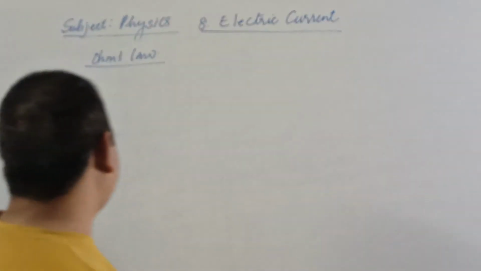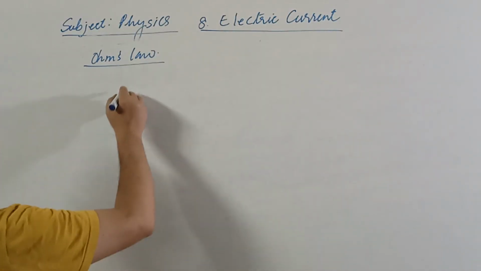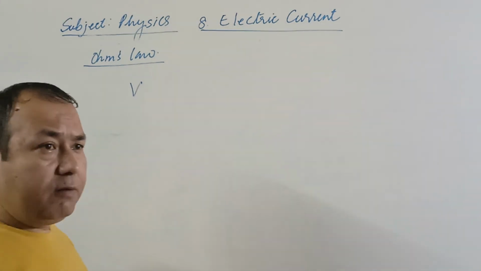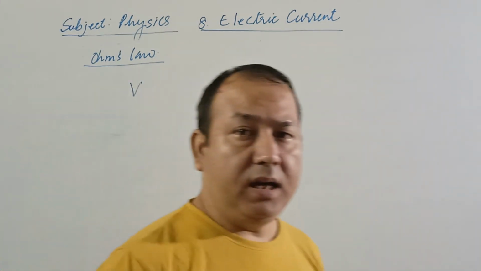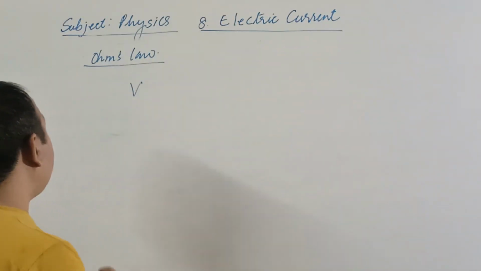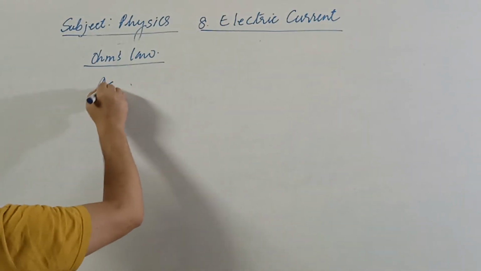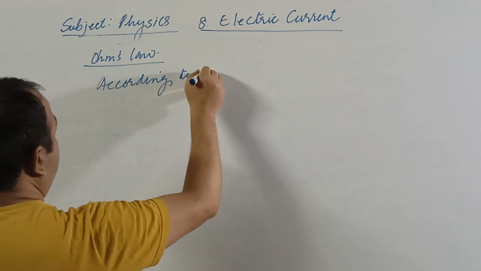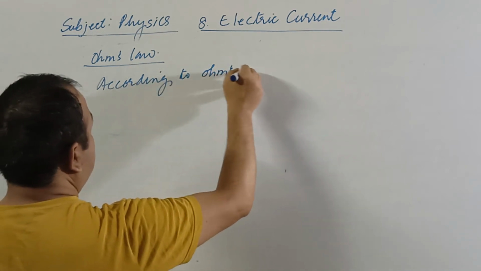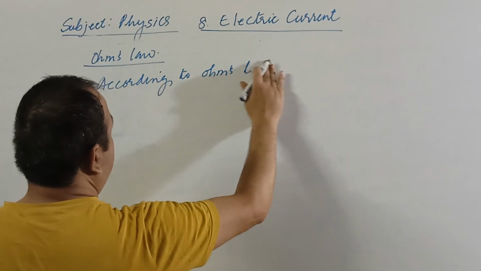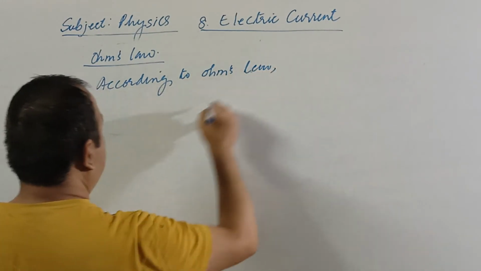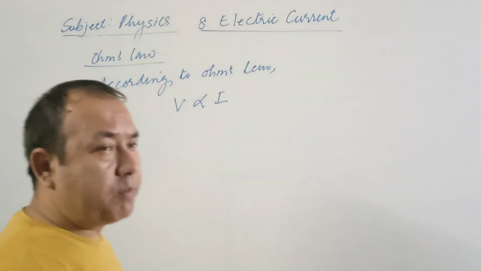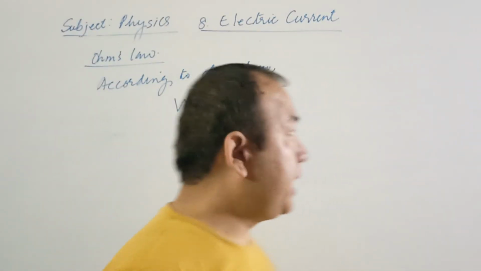So suppose the potential difference applied across the conductor is V and the current flowing through the conductor is I. Then according to Ohm's law, what we know is that V is directly proportional to I. More the potential difference you apply, more will be the flow of electric current.